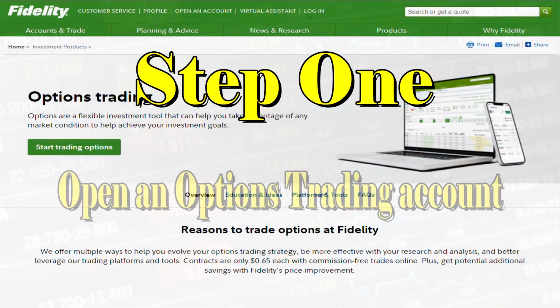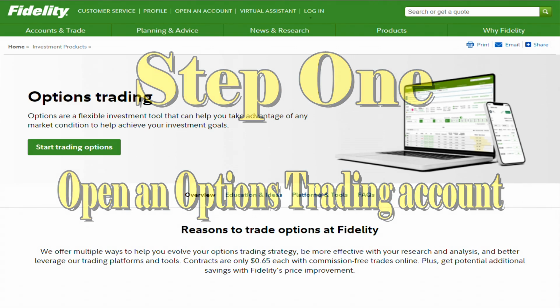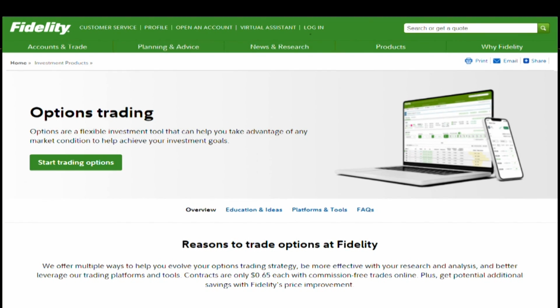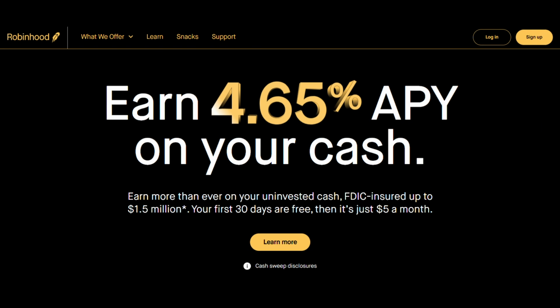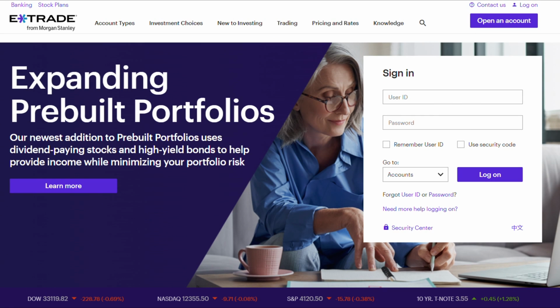Step 1. Open an options trading account. The first thing you need to do in order to start trading options is to open an options trading account at a broker. If you're already investing in stocks, you've probably already using one. However, there are many brokers to choose from.